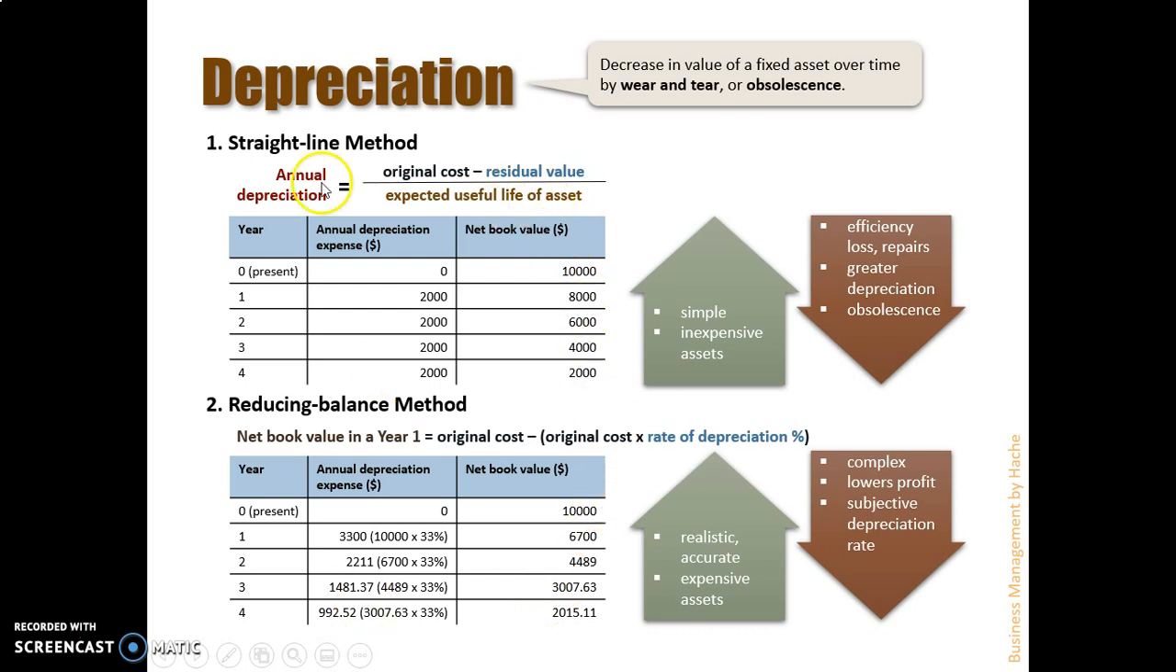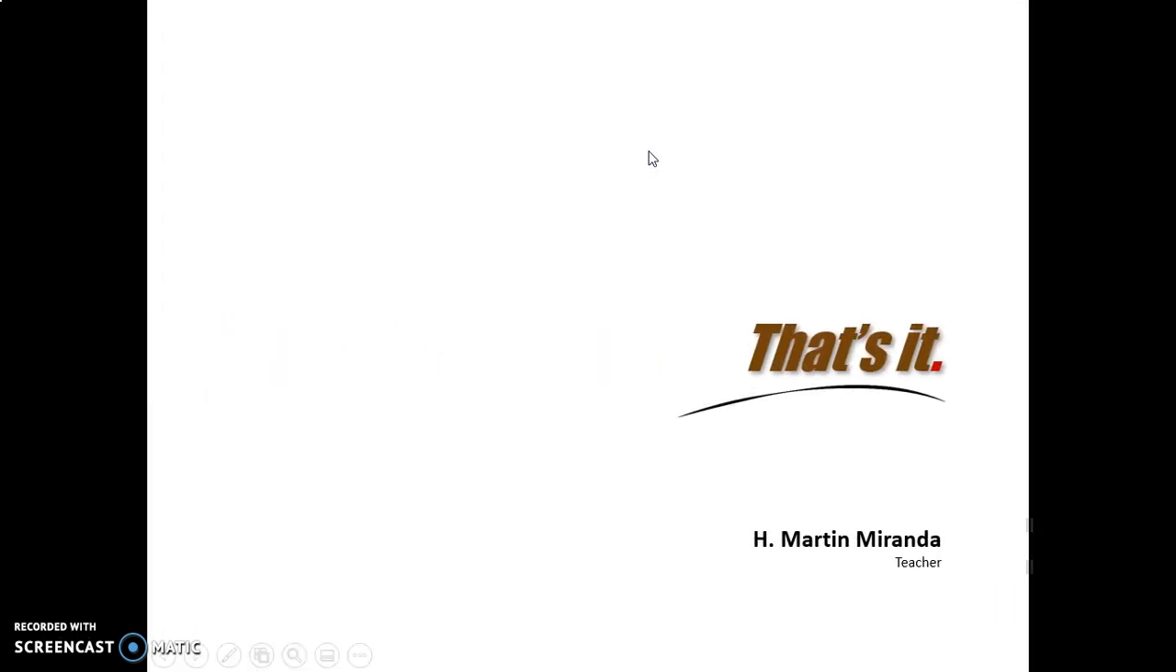So these are the two methods I wanted to explain today about depreciation, and they are the ones that are considered in the IB program for business management. And this is it. That's it for chapter 3.4. We're done.